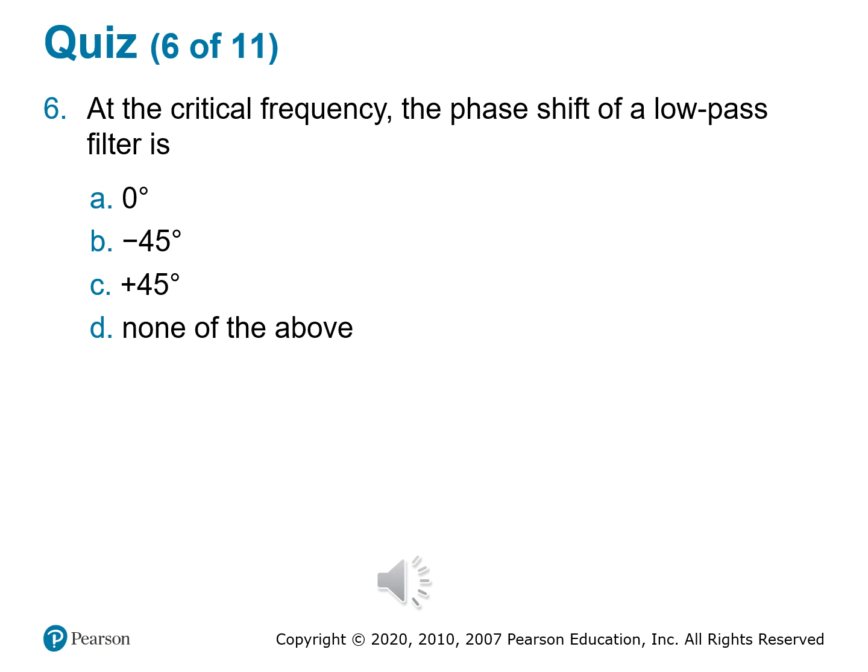Quiz question number 6. At the critical frequency, the phase shift of a low-pass filter is which of the following? A, 0 degrees, B, minus 45 degrees, C, plus 45 degrees, or D, none of the above. Go ahead and pause the video now. And now that you've returned, the correct answer is B, minus 45 degrees.